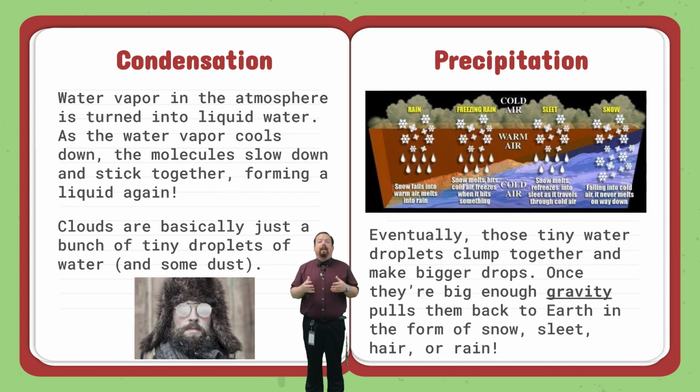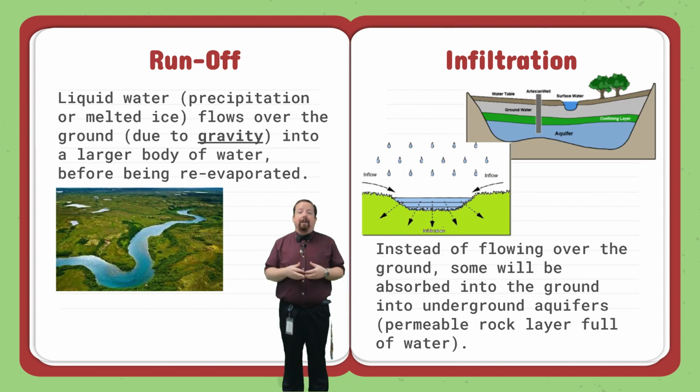Once they're too big and too heavy to continue to float in the atmosphere, gravity pulls them back down to Earth's surface. This is called precipitation. Precipitation can come in the form of snow, sleet, hail, or rain. When precipitation falls, it creates rivers, puddles, streams, and such.